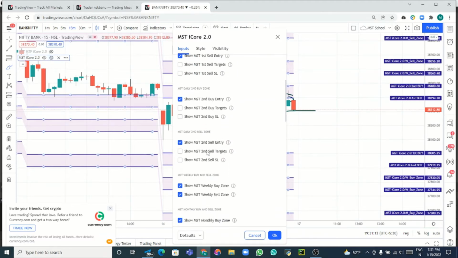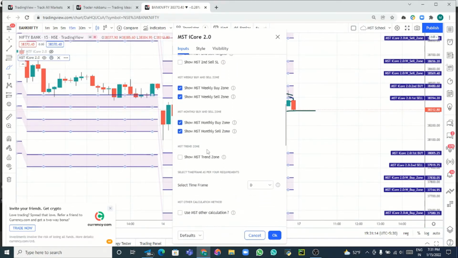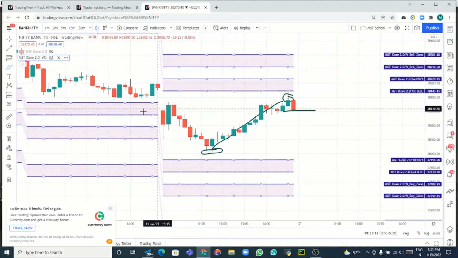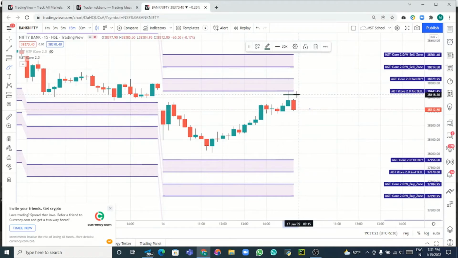So now what you have to do, for the third reversal entry, you have to enable the MST other calculation. See here, again you will get the perfection. This perfection you will get, you will not lose any amount.